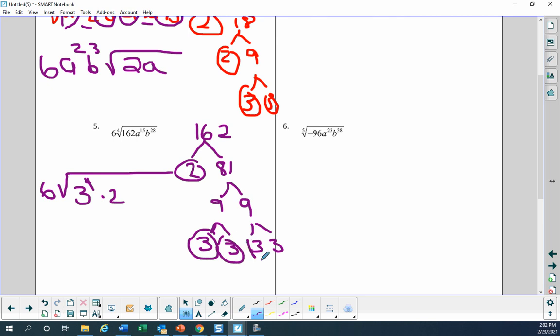I have 4 threes. And then A to the power of 15 is divisible by 4 when it's 12, right? So A to the power of 12. But what is left? 3 A's left, right? Because I have 15 A's. If I write A to the power of 12, I still have 3 more to go. Okay, and then B to the 28 is divisible by 4, so I'm just going to keep it as B to the 28.